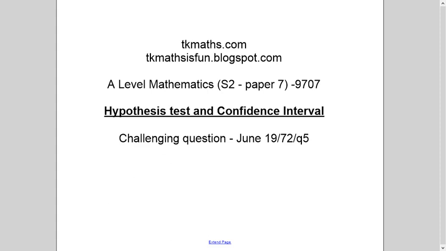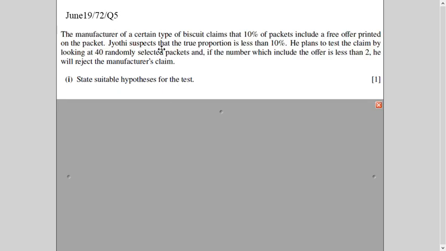So let's begin with today's topic. So the question is that a manufacturer of a certain type of biscuit claims that 10% of the packets include a free offer printed on the packet. So 10% are including, this is his claim. And Jyoti suspects that the true proportion is less than 10%. And then he plans to test the claim by looking at 40 randomly selected packets. And he said that if the number which includes the offer is less than 2, he will reject the manufacturer's claim. Right? So I'm repeating the question.